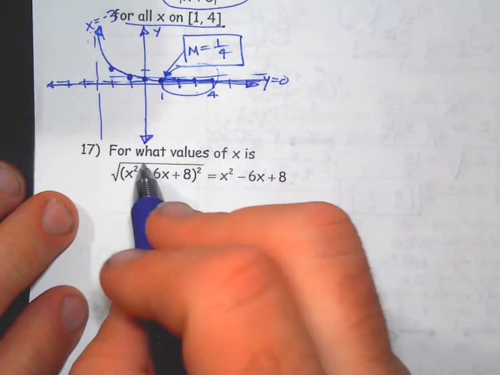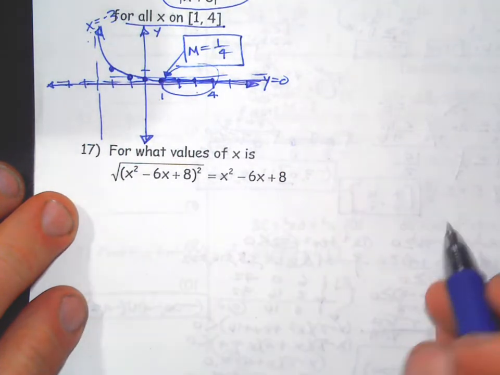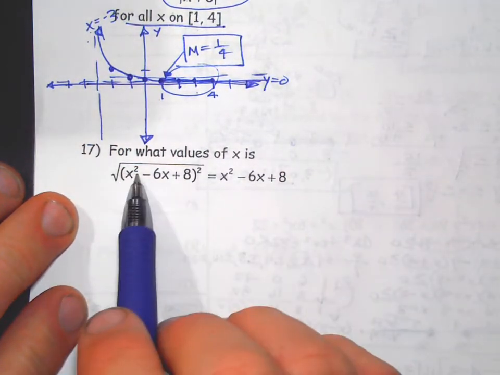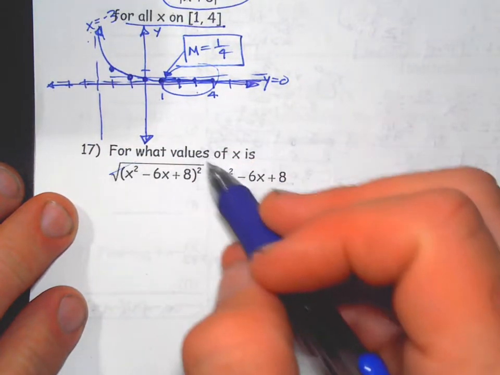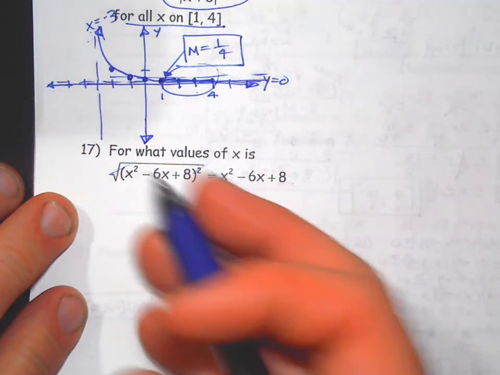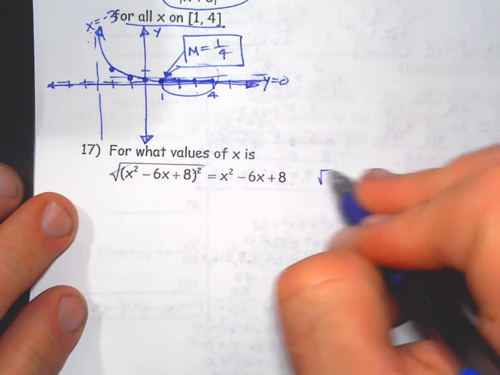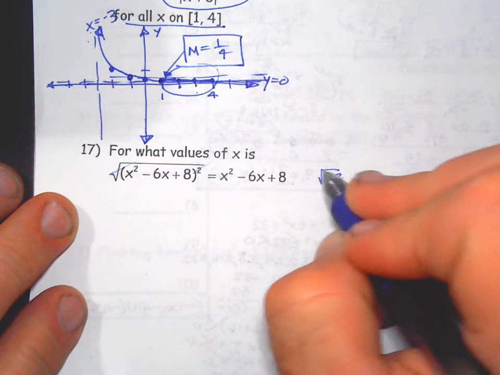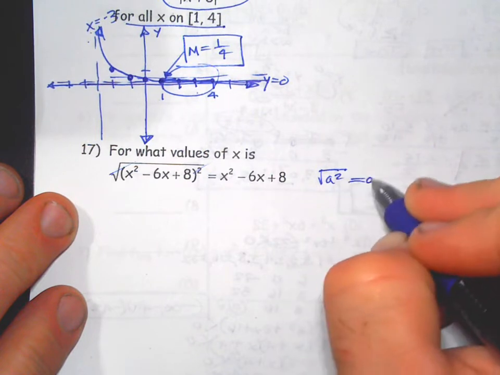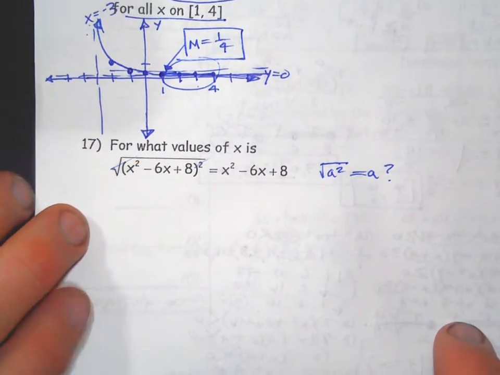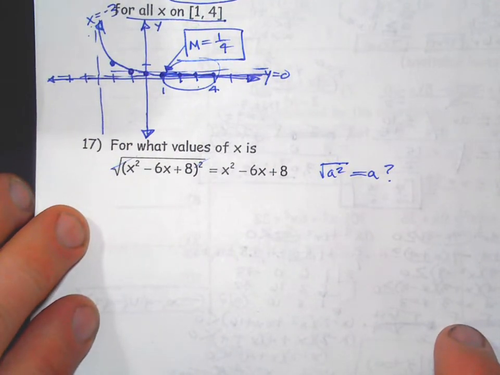So we're saying for what values of x will this be true? And you might be like, oh, well, all values of x. I mean, it's something squared, and square roots undo squares, and isn't that going to be the same thing? Well, you've got to be careful. Let's break it down to a simpler problem real quick. Is the square root of a squared always equal to a? Not necessarily.